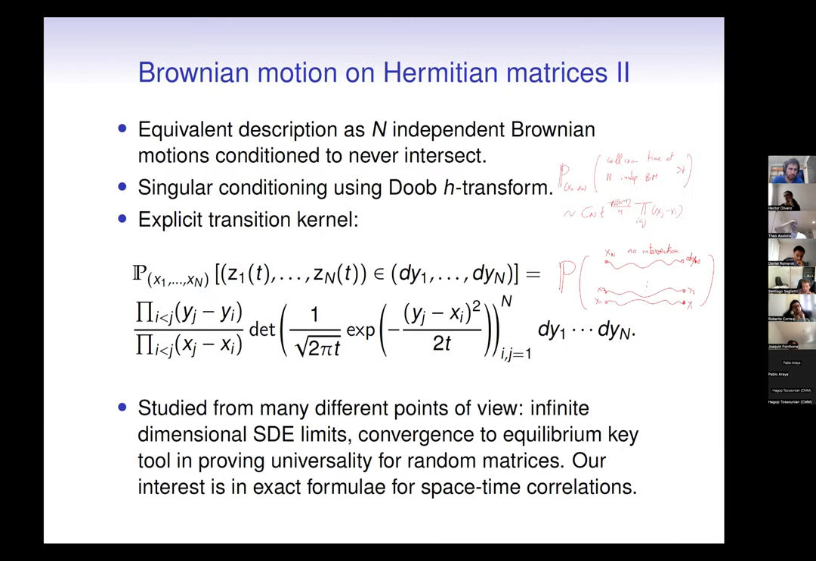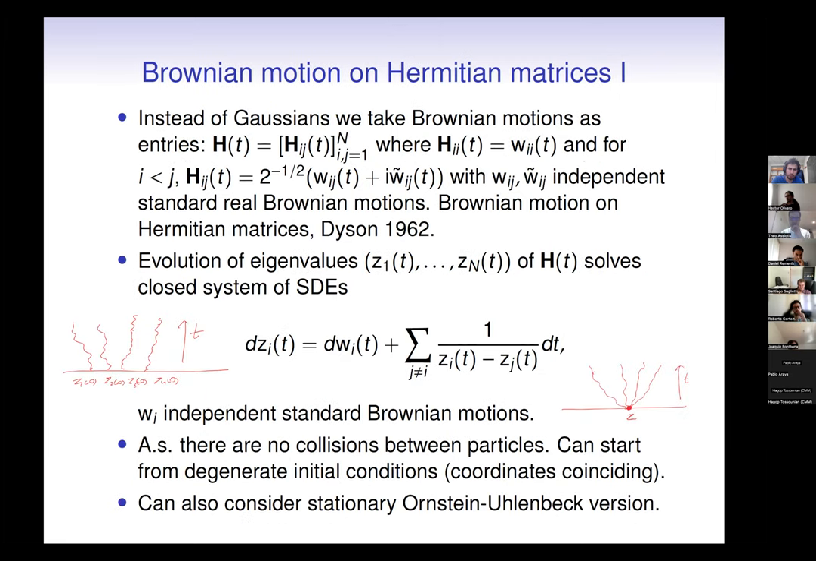There are some equivalent descriptions. I told you we have this Brownian matrix and we take its eigenvalues. That is one description. Another description with no reference to the matrix is the SDE that I gave you before. The SDE has a unique strong solution. This is another description: the unique strong solution to this SDE is a stochastic process, and it coincides with the eigenvalue evolution of this matrix.